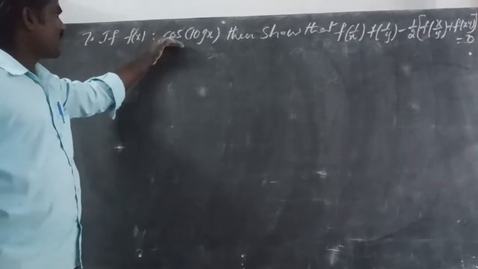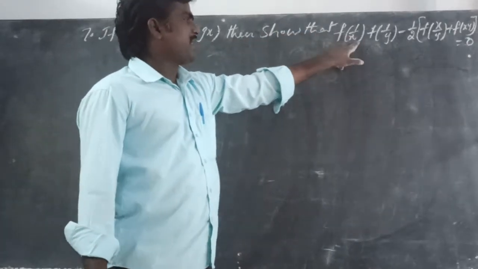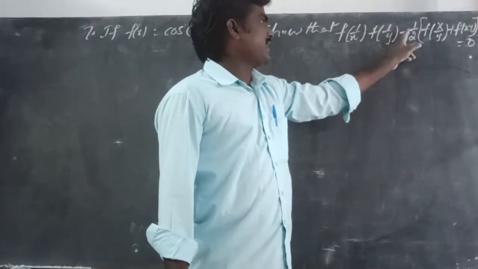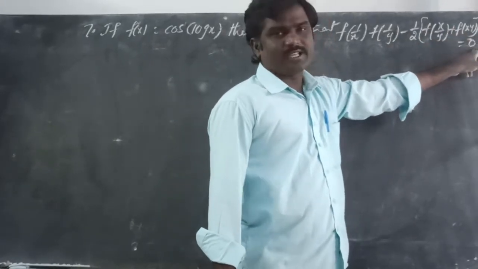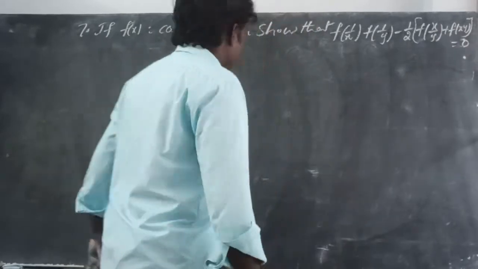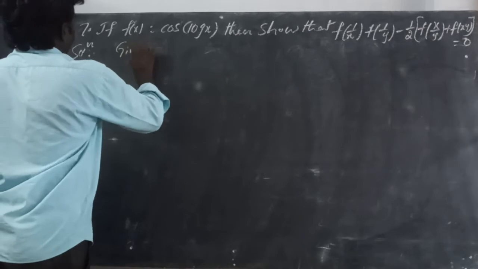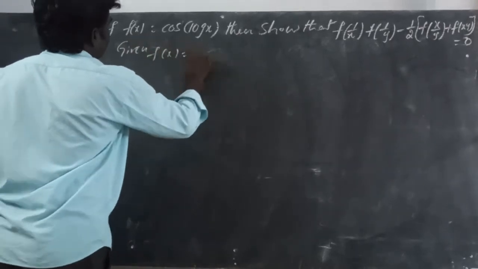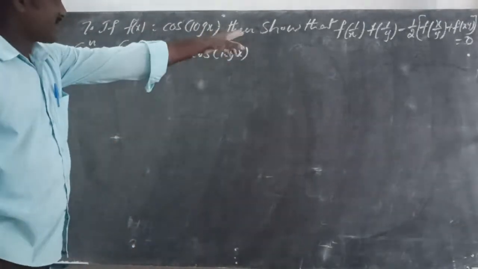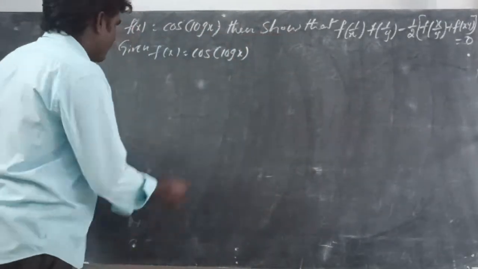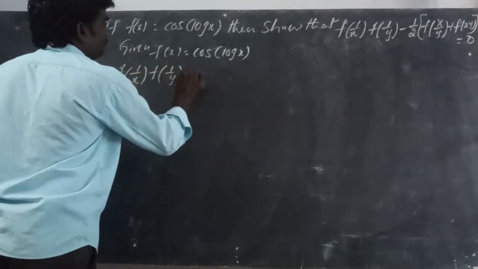If f(x) = cos(log x), then show that f(1/x) f(1/y) − 1/2 [f(x/y) + f(xy)] = 0. Okay, so here we are given the function f(x) = cos(log x). What is being asked? Show that. First we can find f(1/x) and f(1/y).